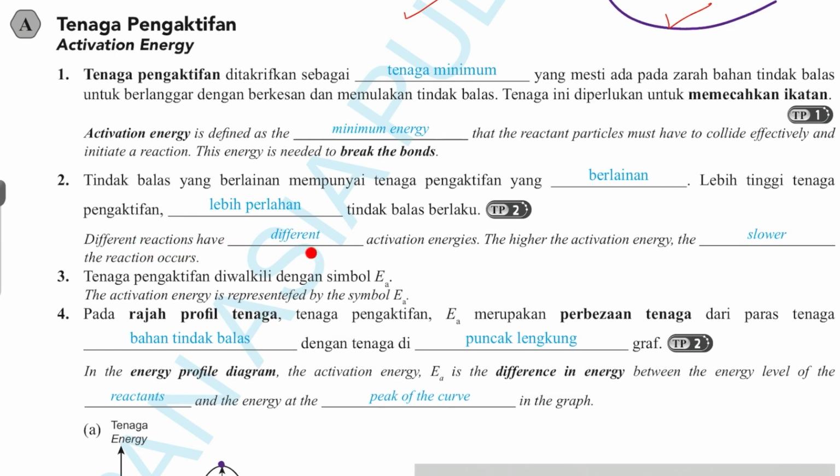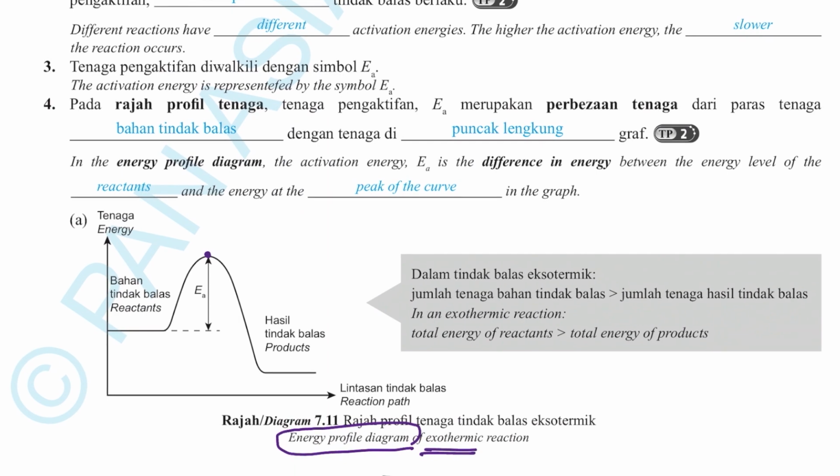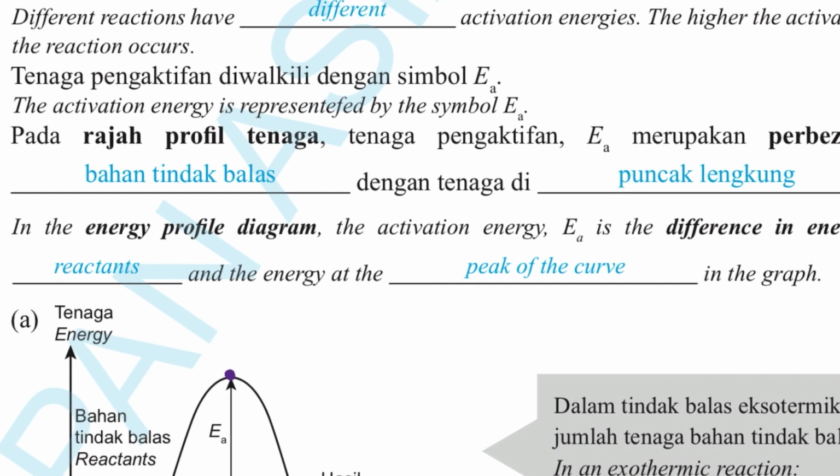Different reactions have different activation energies. The higher the activation energy, the slower the reaction occurs. Activation energy is represented by the symbol EA. Biasanya kita akan tulis activation energy ni dengan simbol EA. Ni EA.